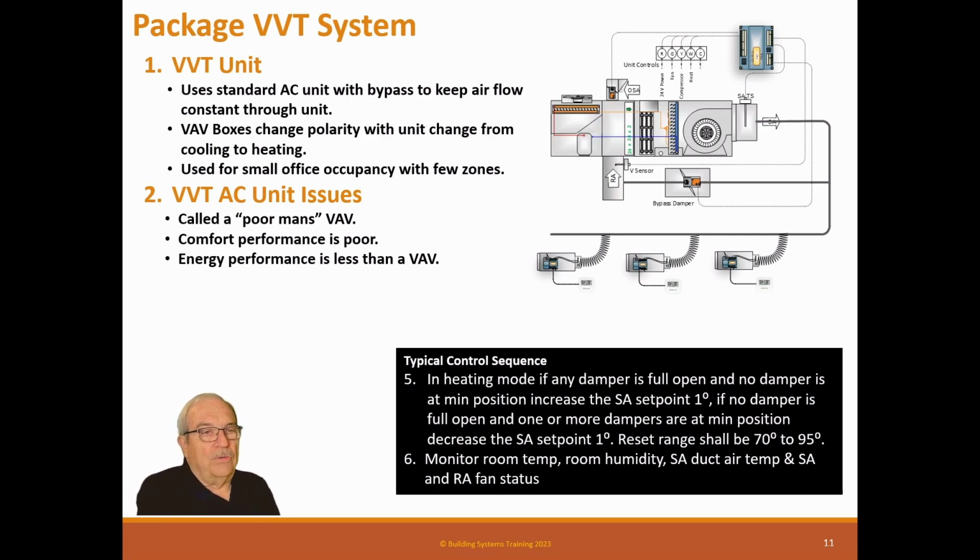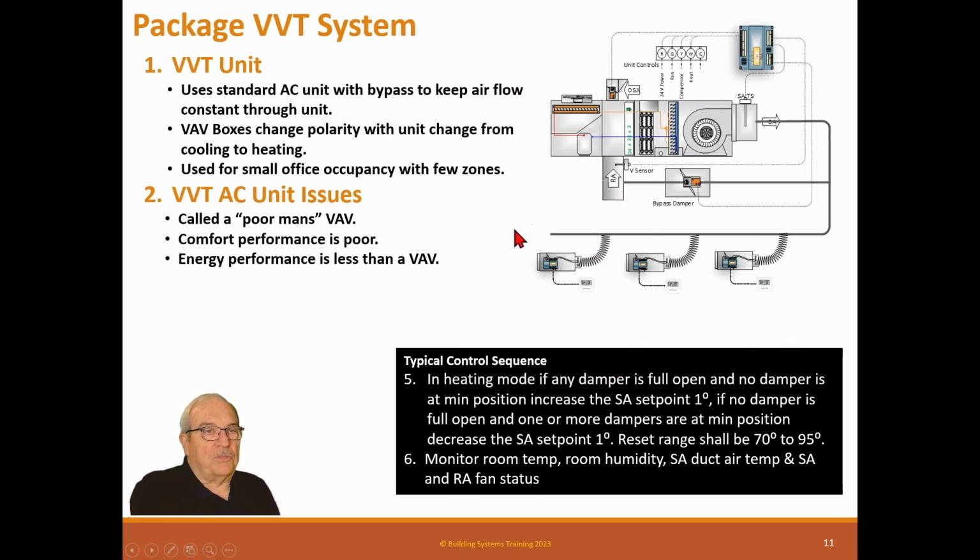In a heating mode, if any damper is full open and no damper is at the minimum position, increase the supply air set point 1 degree. If no damper is full open and 1 or more dampers are at minimum position, decrease the supply air 1 degree. Reset range will be 75 to 95. Monitor the room temperature, room humidity, supply duct temperature, supply air, and fan status. There's no return fan. That shouldn't be in there. But anyway, that's how this works.